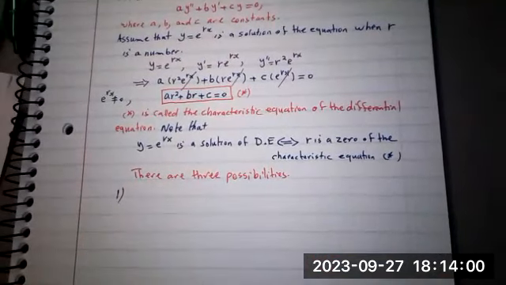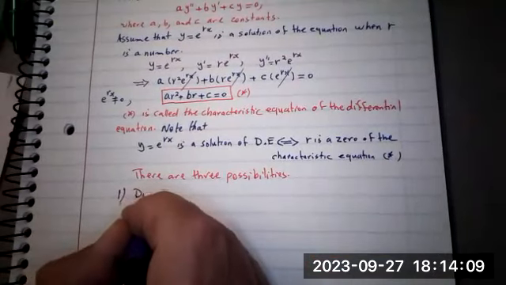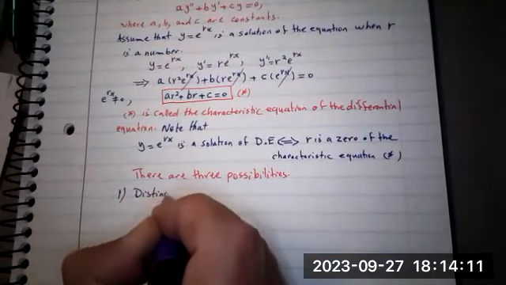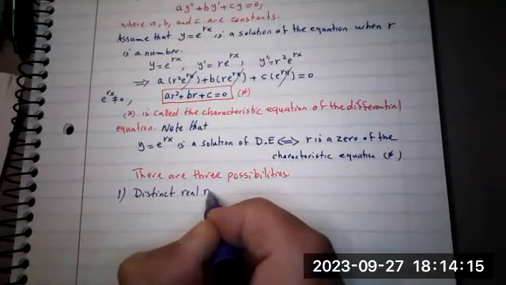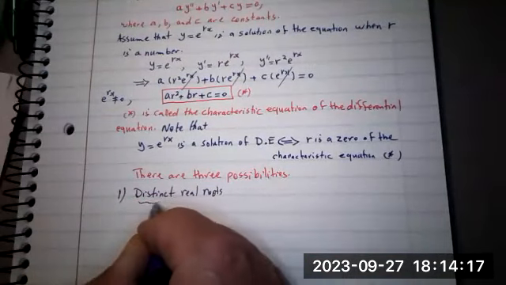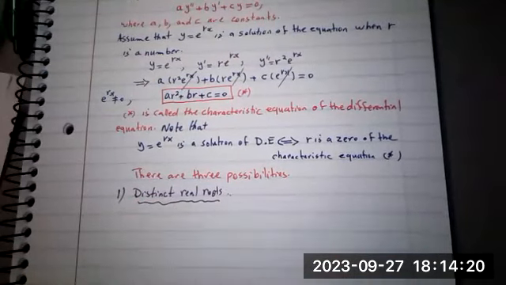Case 1, we call it distinct solutions. We call them distinct because we are going to extend this one into the higher order. Okay, distinct means different. Distinct real solution or real roots. It refers to the roots of the characteristic equation.